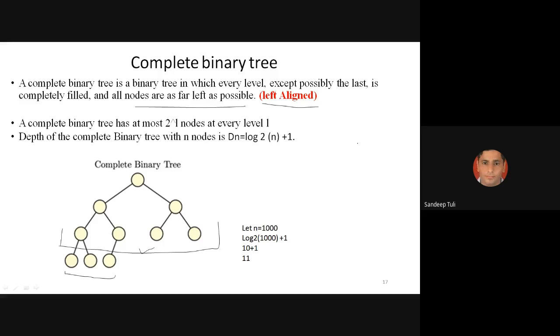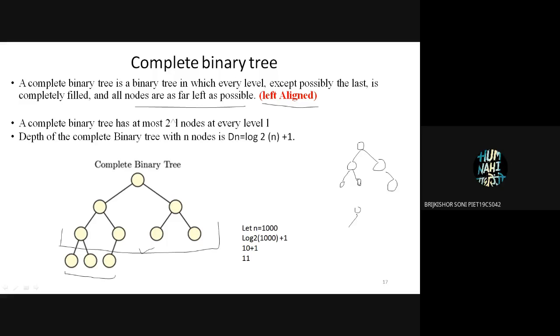Suppose I am giving you another tree. Now you tell me whether it is a complete binary tree or not. Is it a complete binary tree? No, sir. Why not? Sir, because the nodes are not left aligned. Left aligned. Very good.